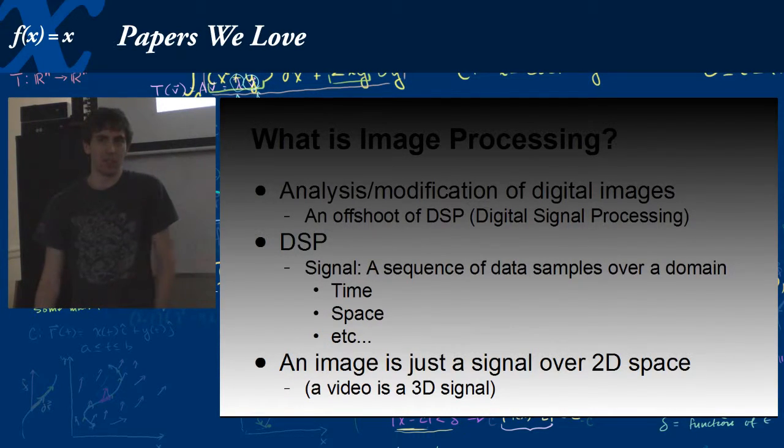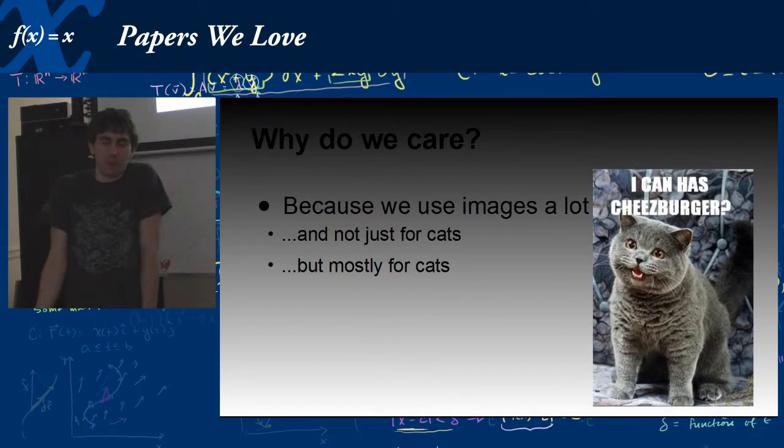And you can even extend this to three dimensions if you want to think of a video as being over space and time. Those are really the basic bits that you need to know, but why is that important? Why do we care about image processing? Well, it's because we use images a lot. And not just for looking at cats on the internet, though mostly for looking at cats on the internet. But it's an important topic.